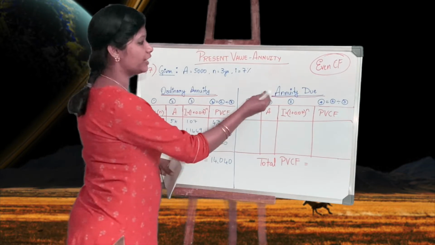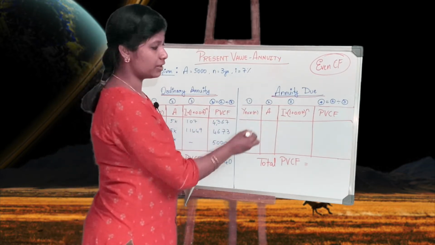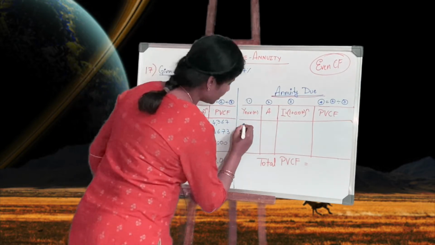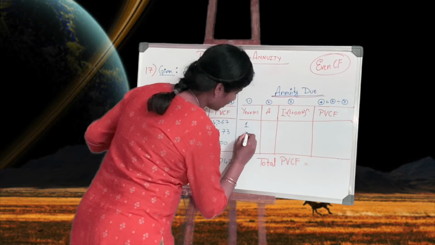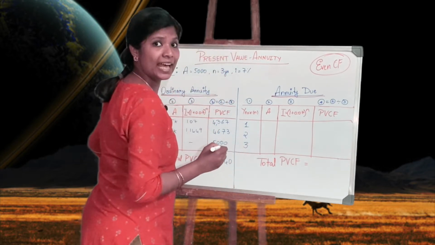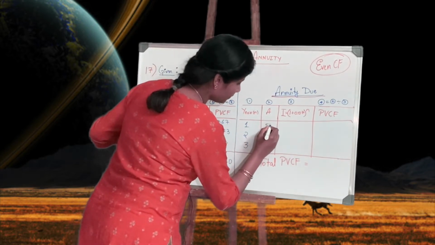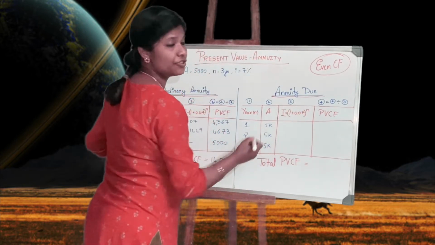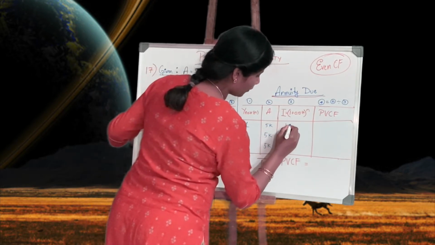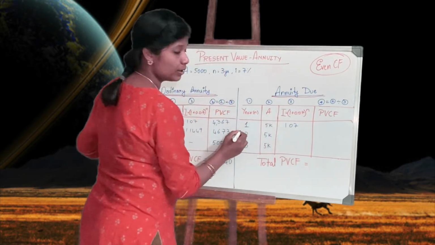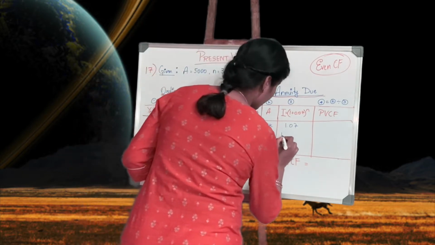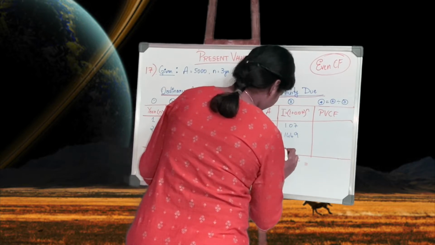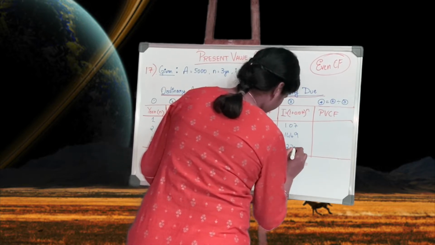Let's solve the second part where the payments are made at the beginning of each time period, which is called annuity due. Again, you have the same columns here: annuity, interest rate and present value of cash flows. So here is 1, 2 and 3. Annuity is 5,000 a year. Interest is 1.07 to the power of 1, then 1.1449, and then we have 1.2250.